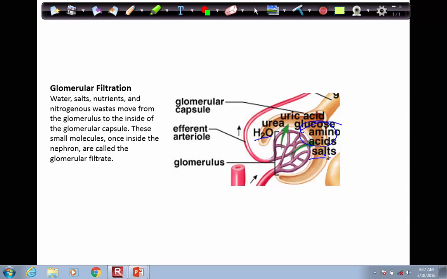To summarize, glomerular filtration occurs between the glomerular capsule, which is the tubule of the nephron, and the glomerulus, which is the blood vessels. Water, salts, nutrients, and nitrogenous waste move from the glomerulus to the inside of the glomerular capsule. These small molecules, once inside the nephron, are called the glomerular filtrate.